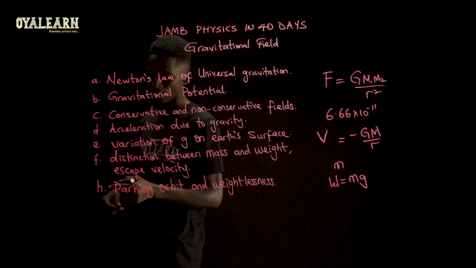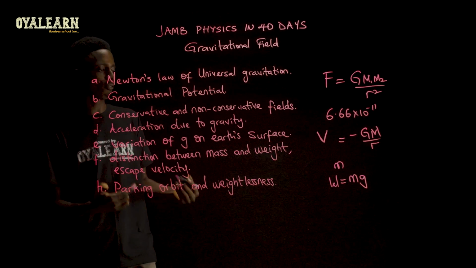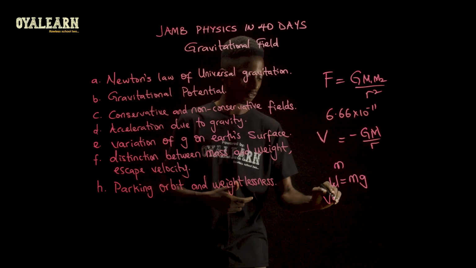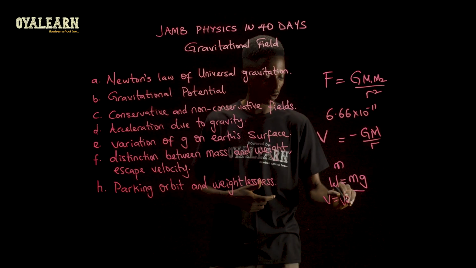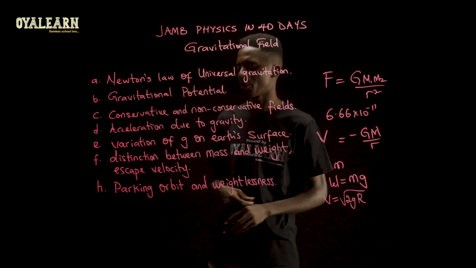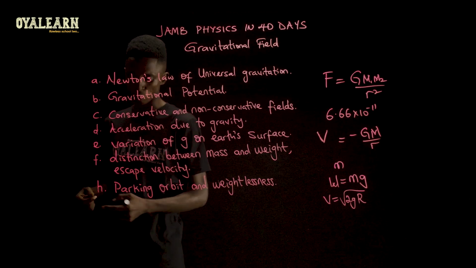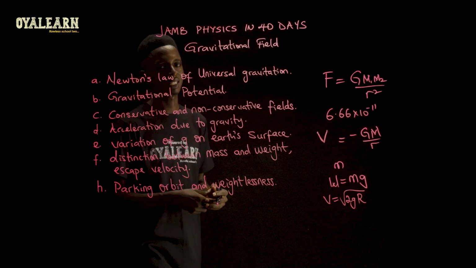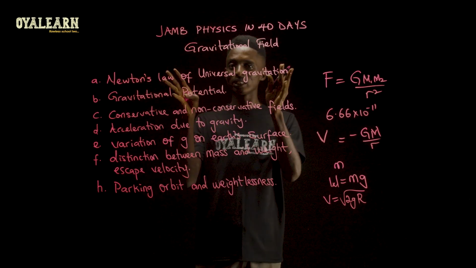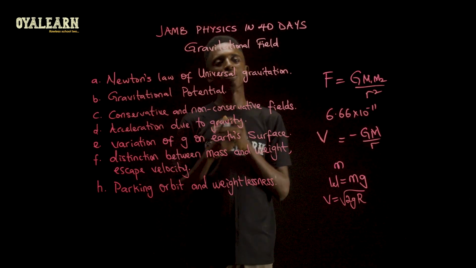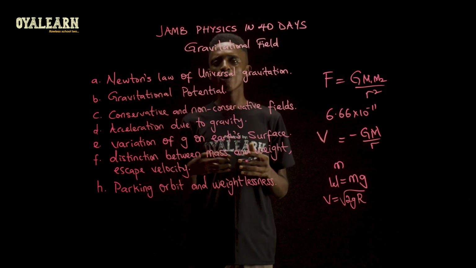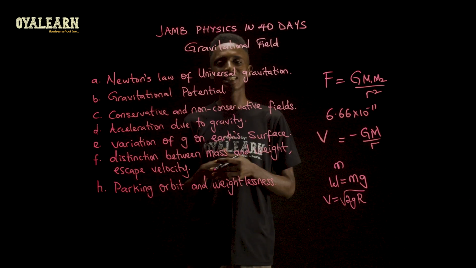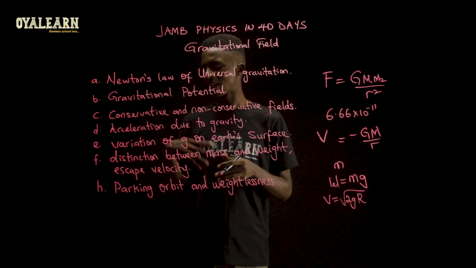And then you should also be able to calculate escape velocity, which is given as v equals the square root of 2gR. And then finally, you should be able to explain parking orbit and weightlessness. Now, these are the subtopics on the topic of gravitational field, and we'll be solving some questions that JAMB has set in time past on each of these subtopics.